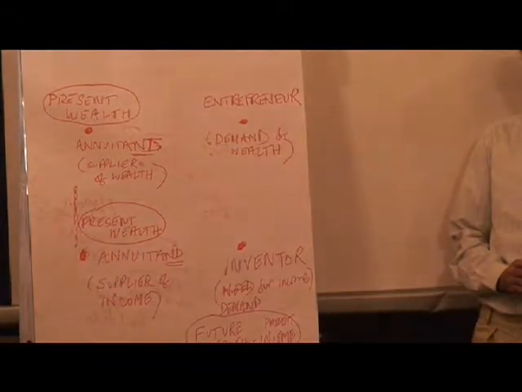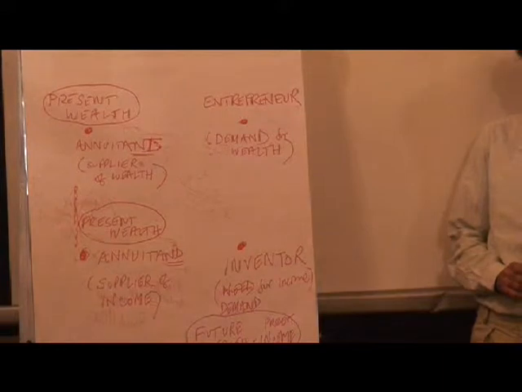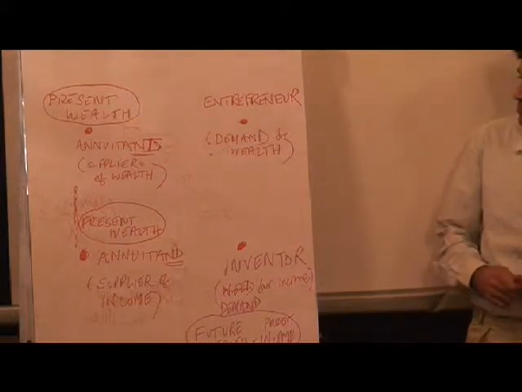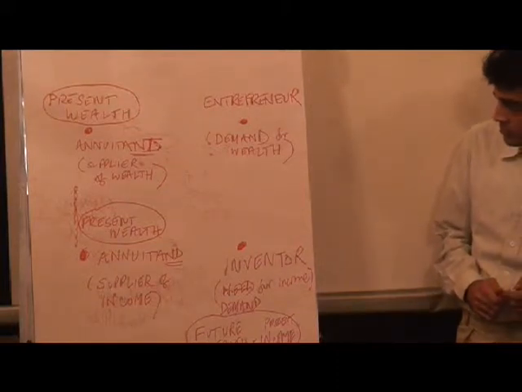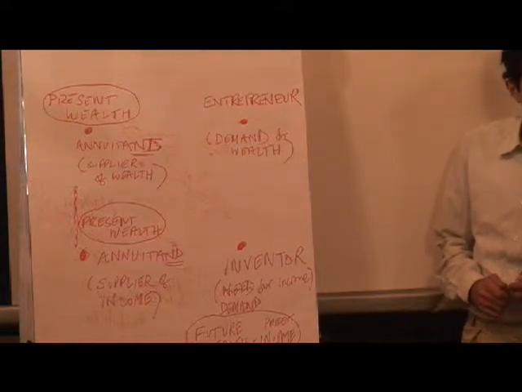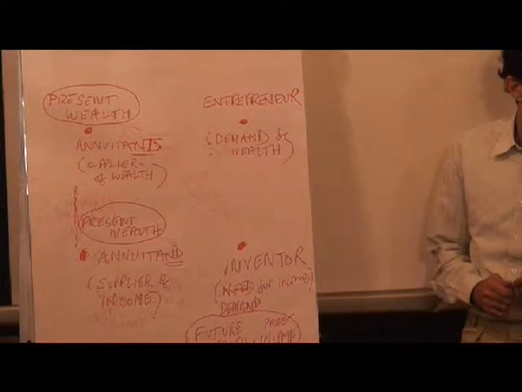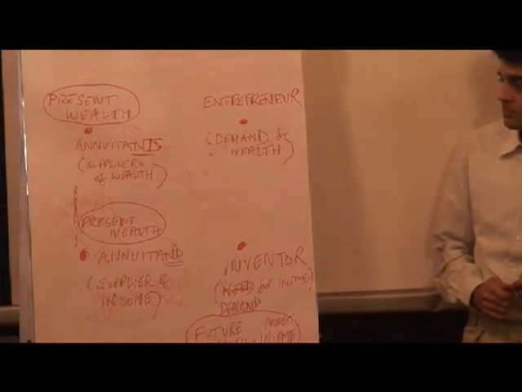Is that right? No, that's not right. What do you get out of this partnership of the annuitant and the annuitant with a D? Exchange of income and wealth. Wealth into income. Yeah, that's right. So it solves their problem.